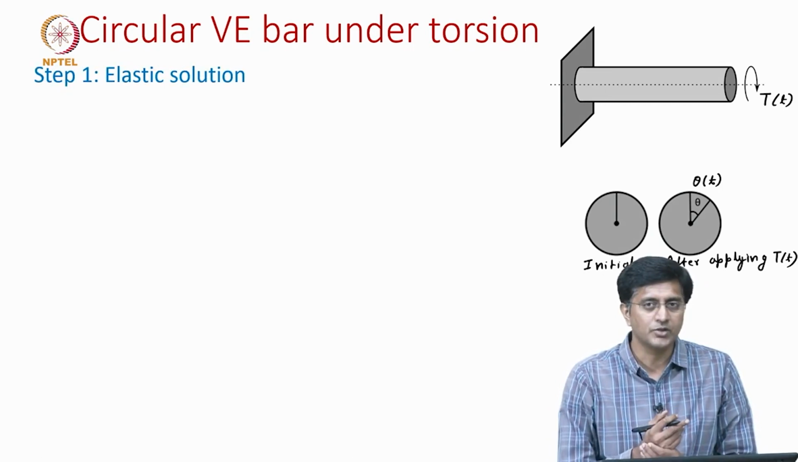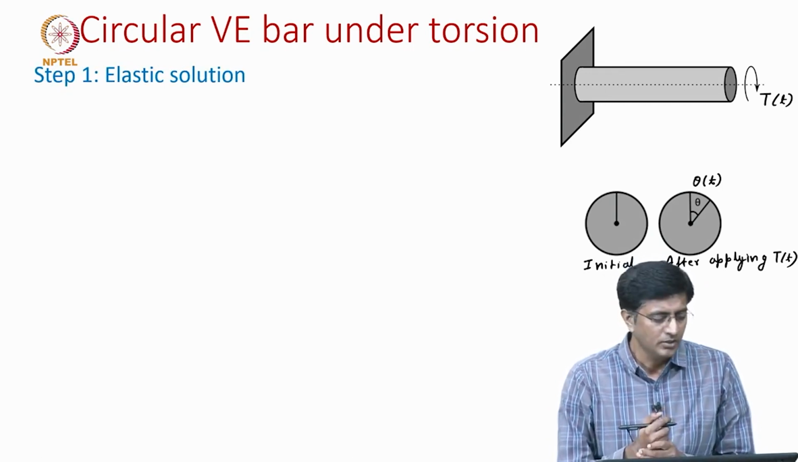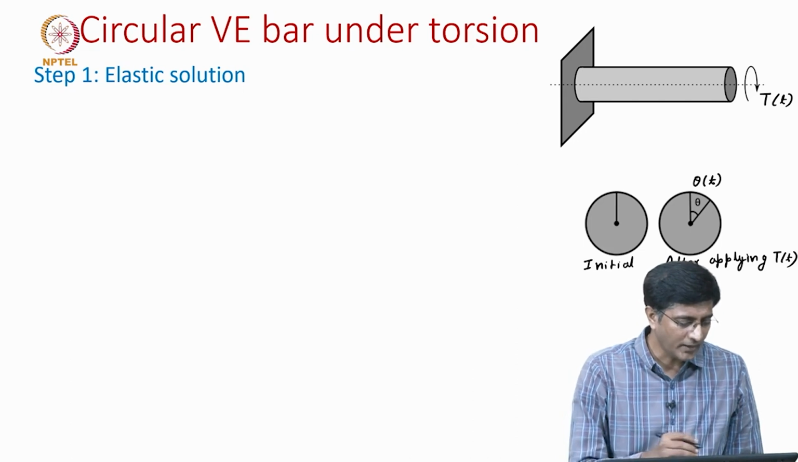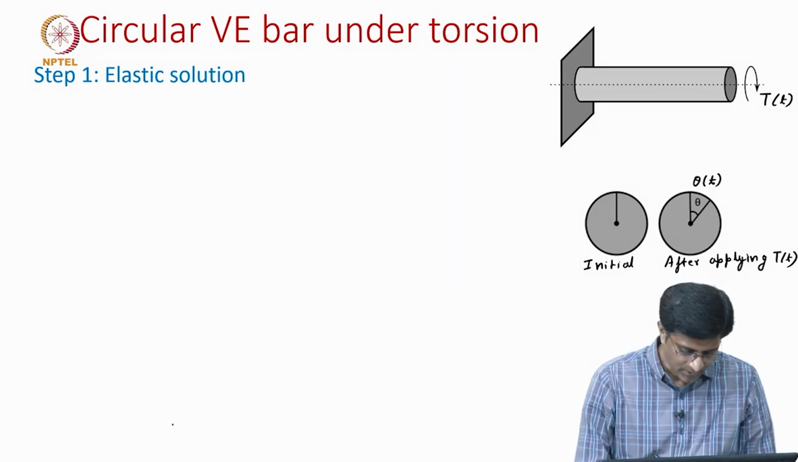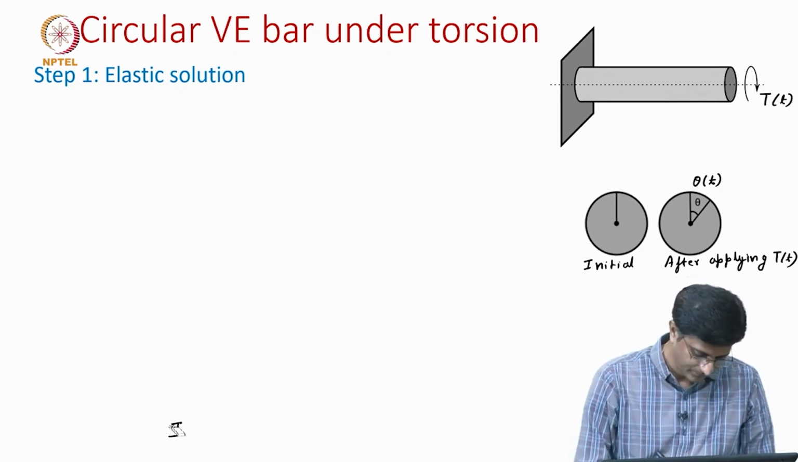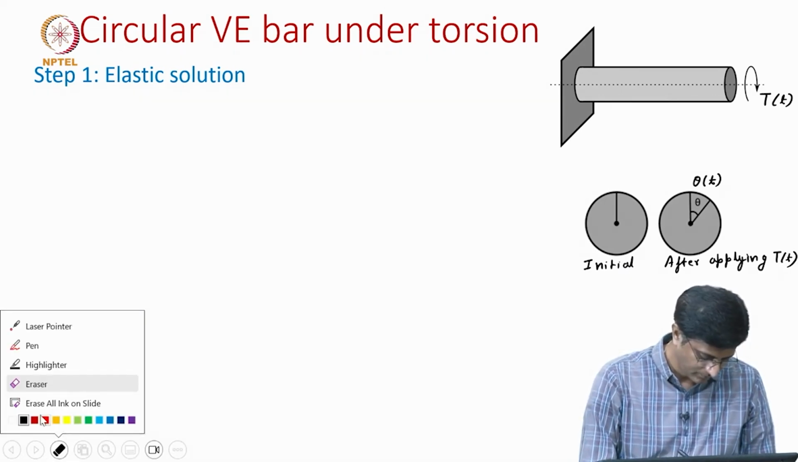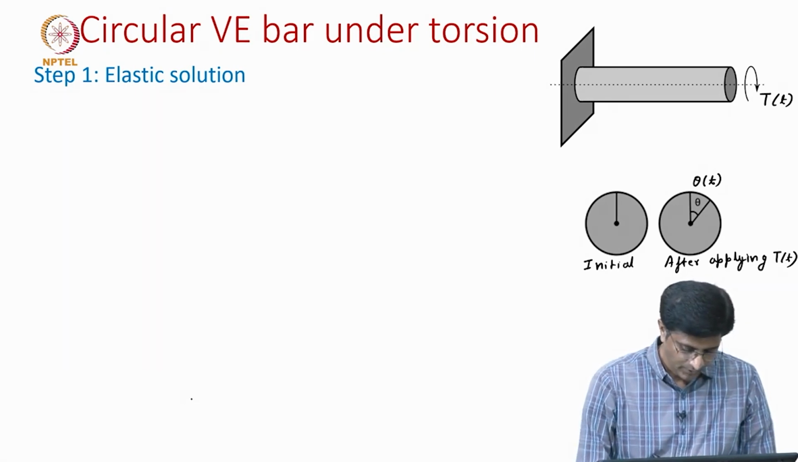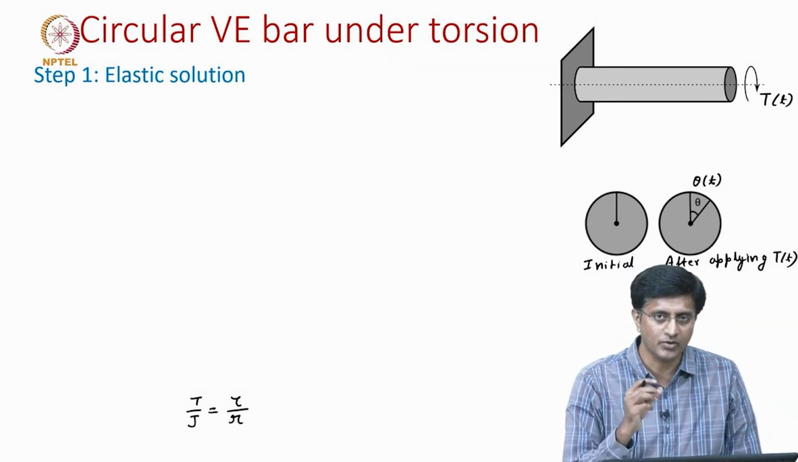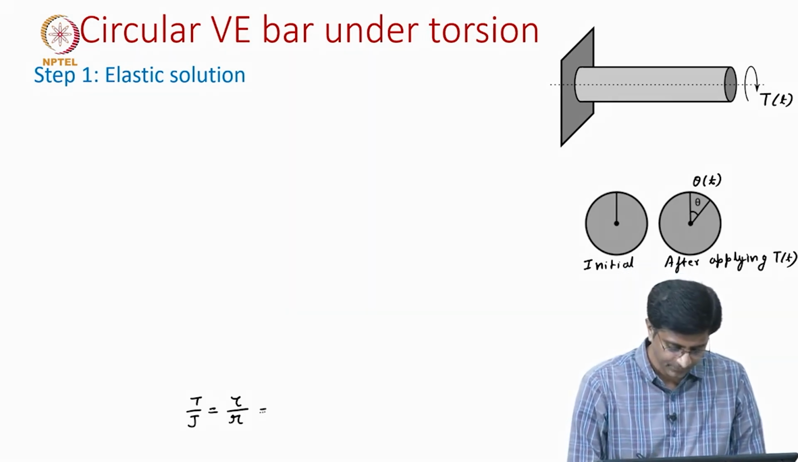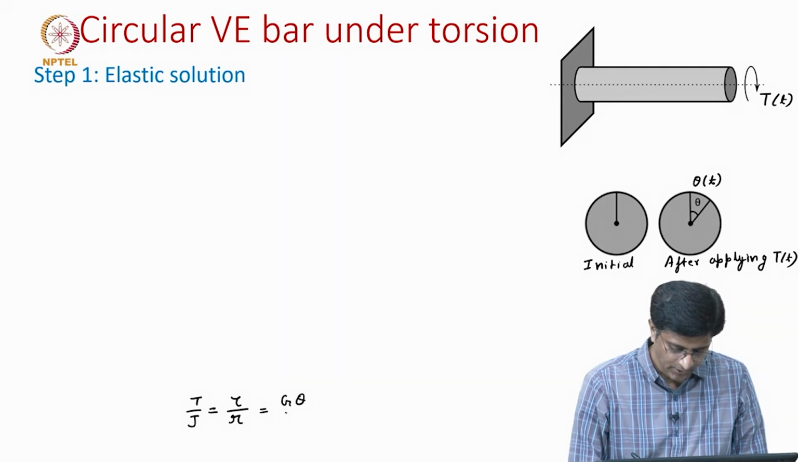So, to solve this viscoelastic problem, we will again use the correspondence principle, where step 1 is to write the elastic solutions. We know for torsion bars from elasticity, we simply write it as T by J equals shear stress tau by R, where R is the radius from the mid axis point at which we are looking at the stresses, equals G theta by L.